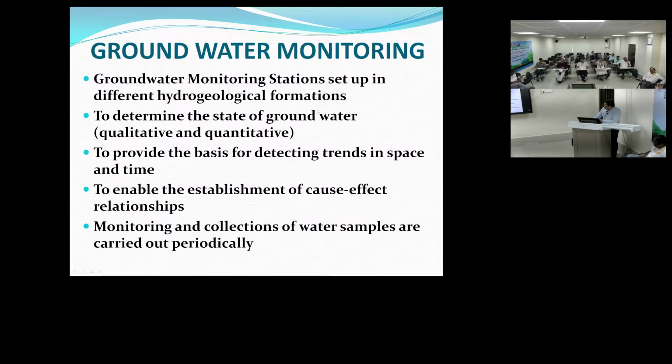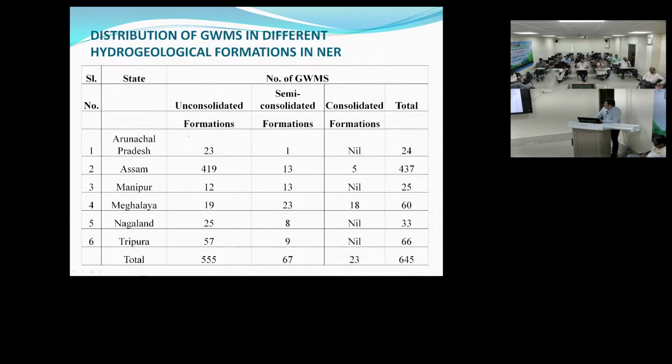We have a groundwater monitoring setup, with stations mainly to get hydrological information such as water level. Four times in a year we do the survey, and plus we have digital water level recorders. It gives water level readings four times a day. These are the groundwater monitoring stations in the entire northeast. We have a total of around 645 monitoring stations in the entire northeast.